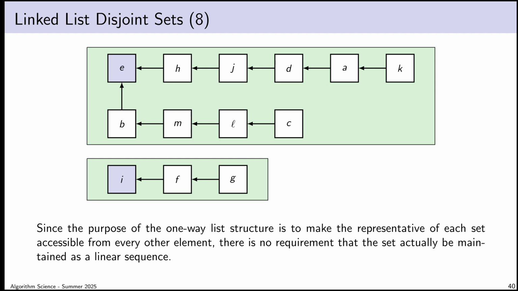In general, in fact, I don't even care that much if after a bunch of merges, I have a situation forming sort of like this. I have a whole bunch of different things that are all attached to one node. Because as long as I can go from every element to the representative, and as long as I can perform merges by tying one representative to the representative of a different set, well then I can do both union and find. I don't require a linear sequence. I don't require a list.